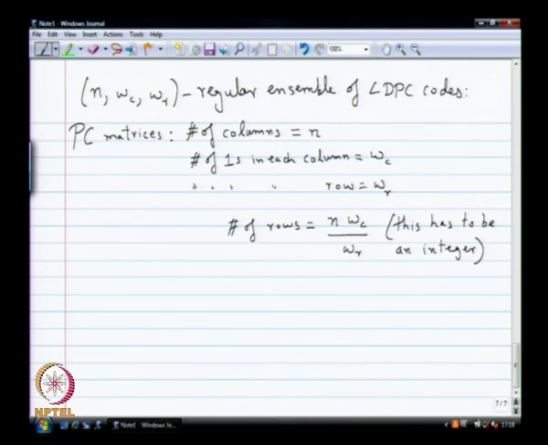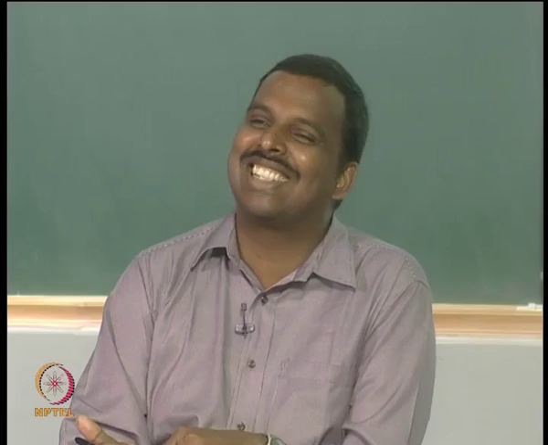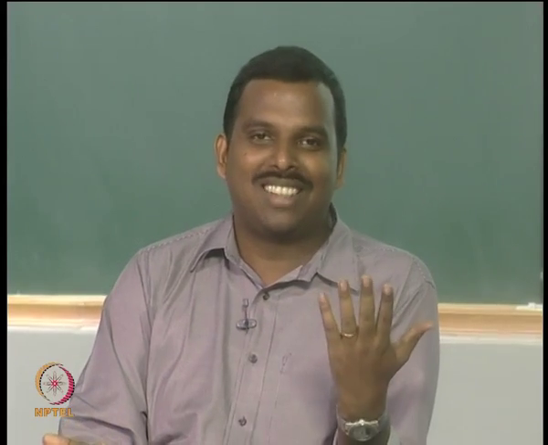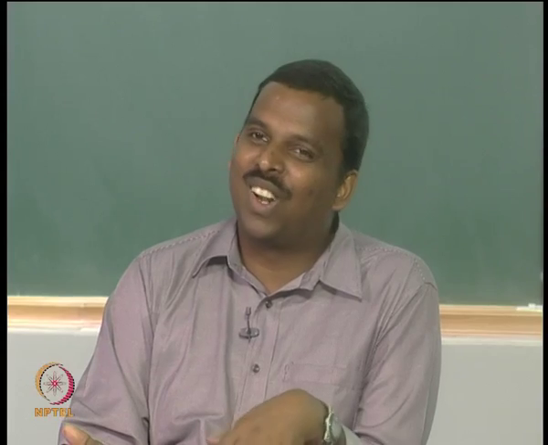So, the next interesting question is, how many such matrices are there for a given n, WC, and WR? How many such matrices do you think are there? Very many. That's the answer I wanted. I didn't want a very precise answer. There are quite a few, right? It's definitely not one. There are lots of matrices.